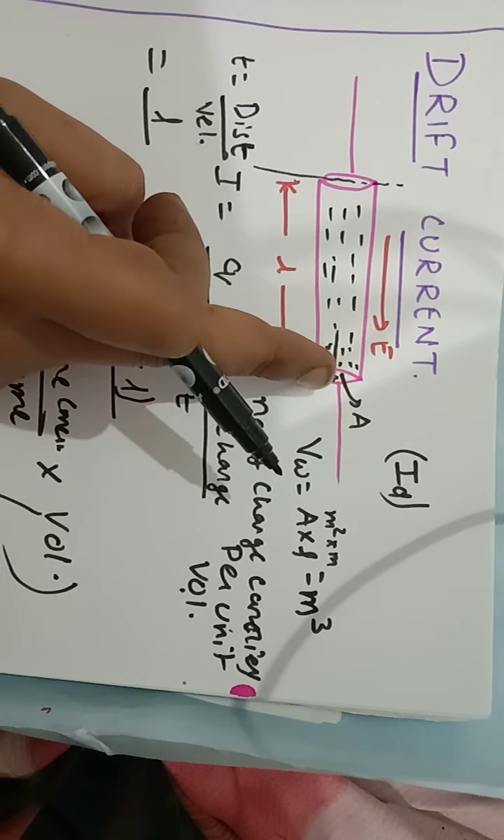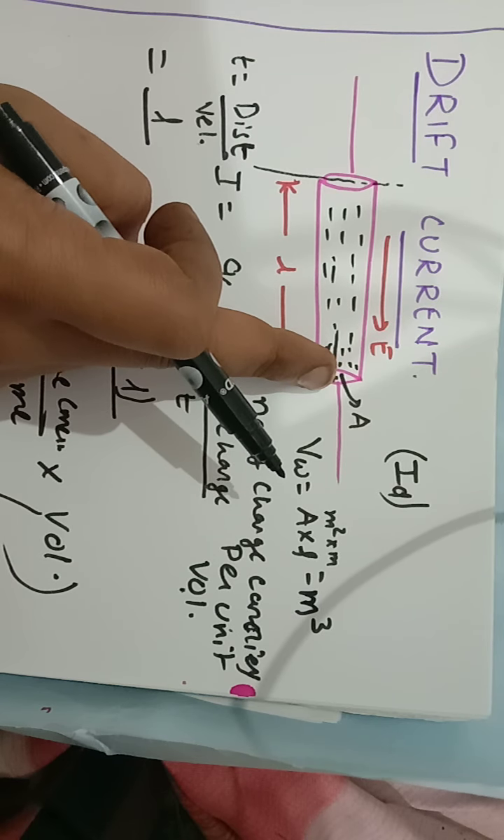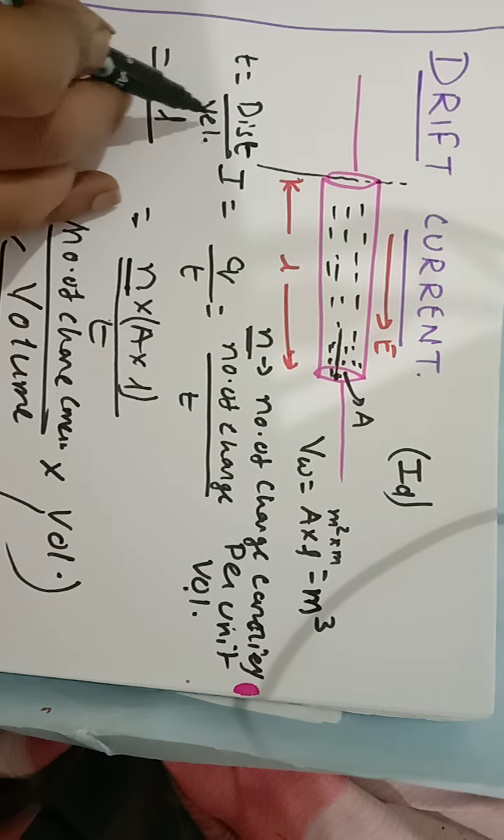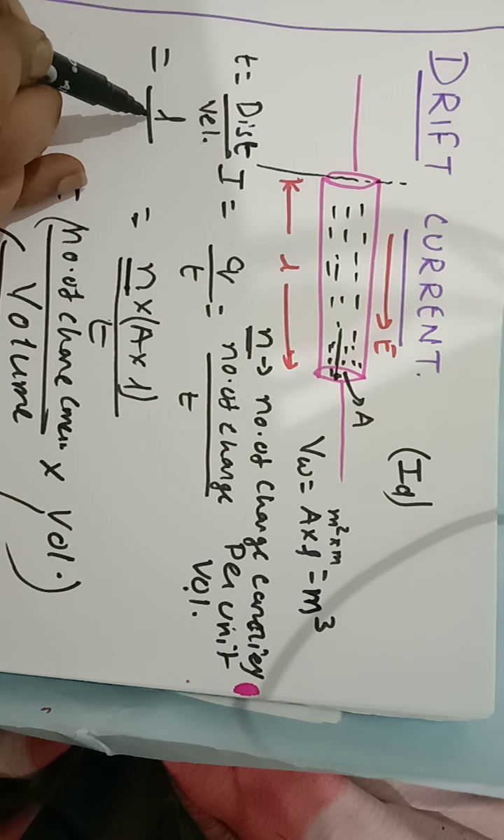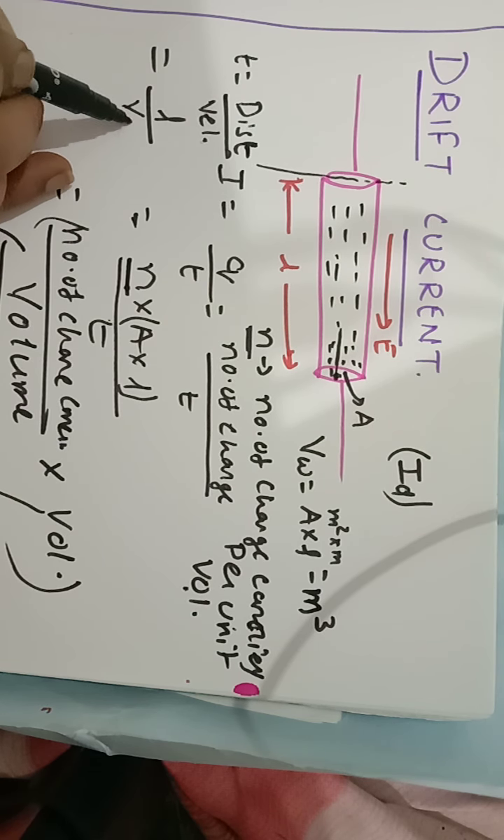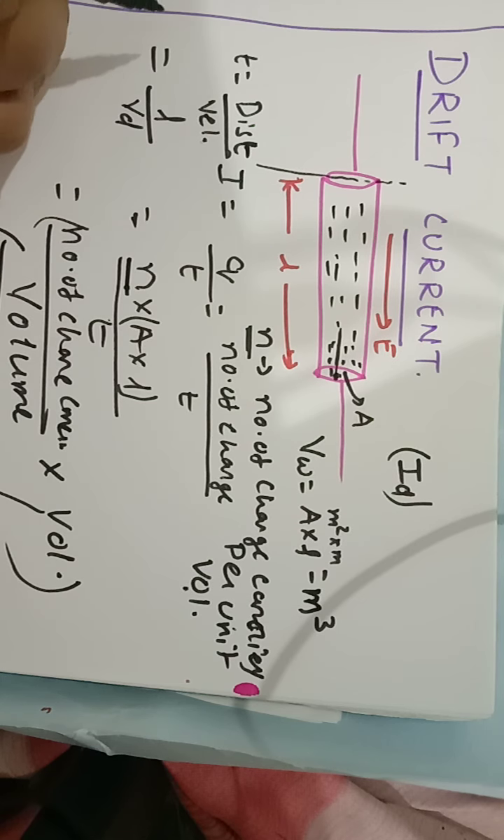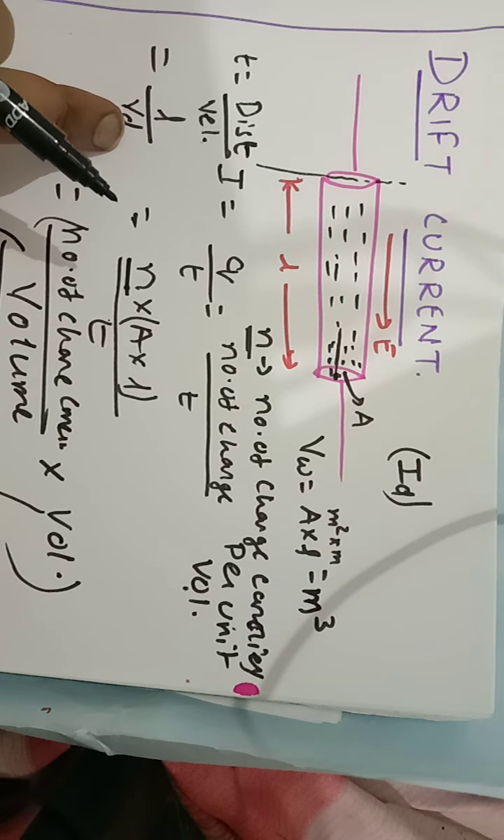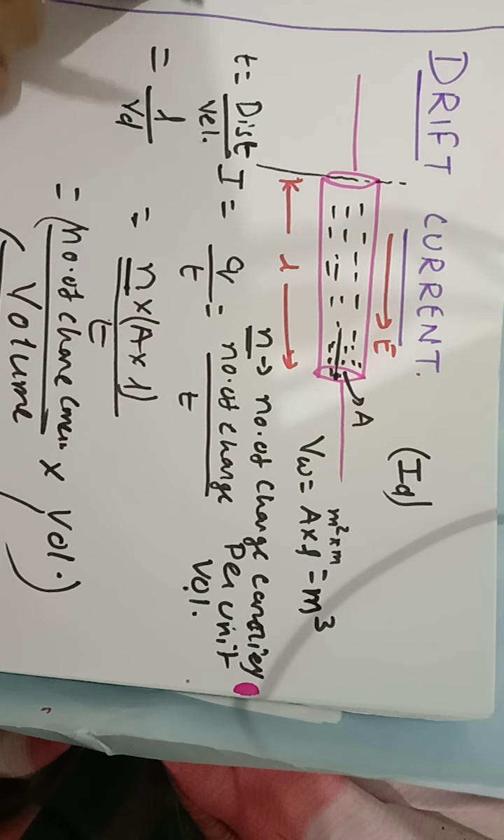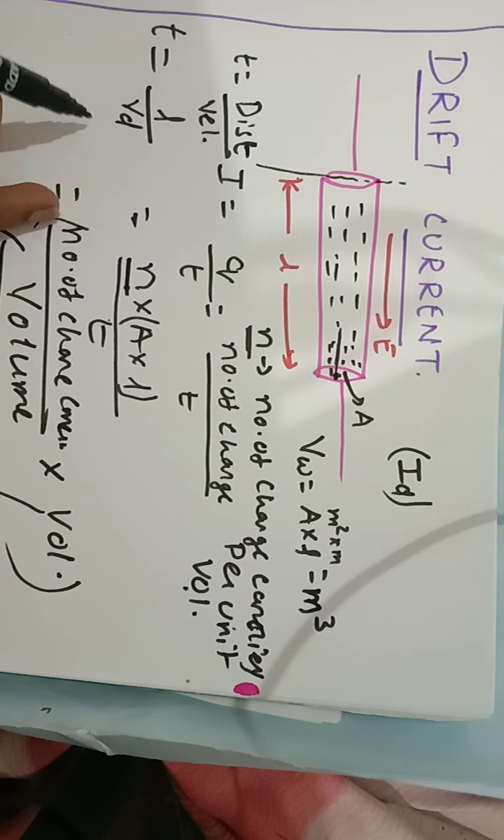Okay, so for this electron when we calculate, things will be like this. Distance L by velocity. Velocity is Vd, the drift velocity. Every electron will move with the drift velocity, you have seen, right? So total time will be L by Vd.